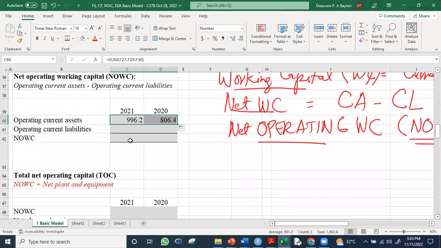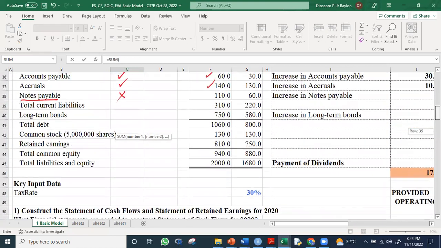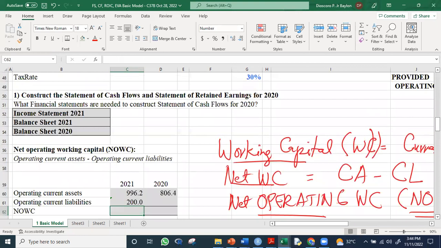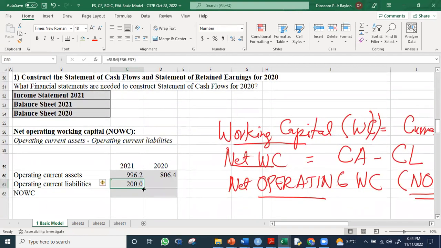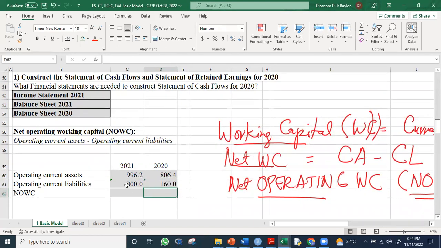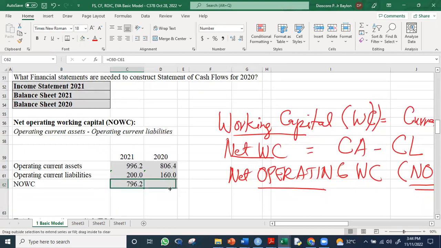And then we can now compute your operating current liabilities, which is just the sum of your accounts payable and your accruals. There, the two. Enter. And then we copy this to the right, which is the sum of your accounts payable and accruals for 2020. So having computed the operating current assets and operating current liabilities, we can now compute the net operating working capital, which is just the difference between the two. And then we copy this to the right.